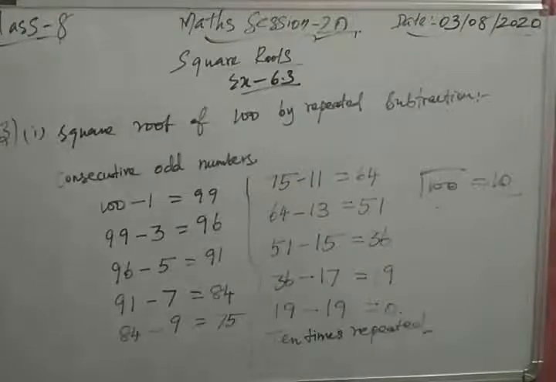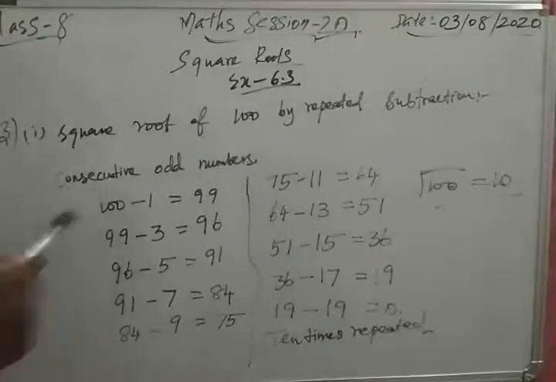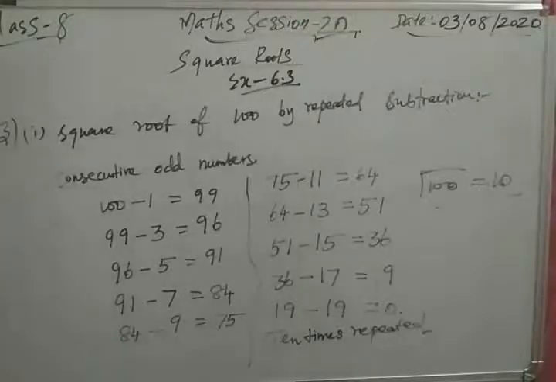Like this, one more number they have given, 169. You do that as homework. Instead of 100, here you have to start from 169. Use consecutive odd numbers like this, and find out the value of root 169. What numbers will come? You have to find out.